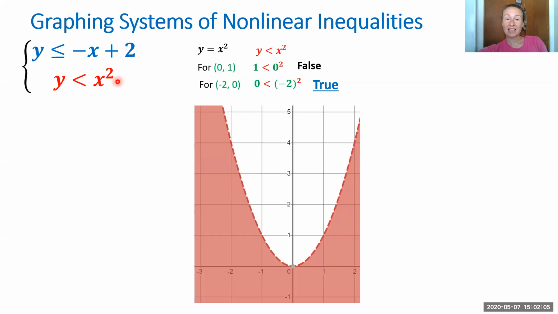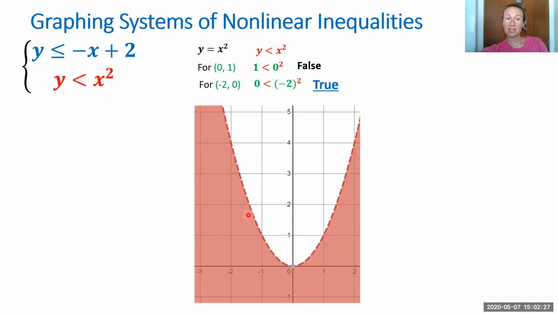So we can shade that region, and then we're going to check to see, do we make a dotted line or a solid line? Since this is a strictly less than, it means the points on this line are not included in this inequality. So we make it a dotted line. All right, so that's step one.